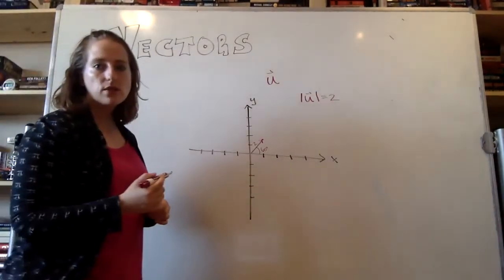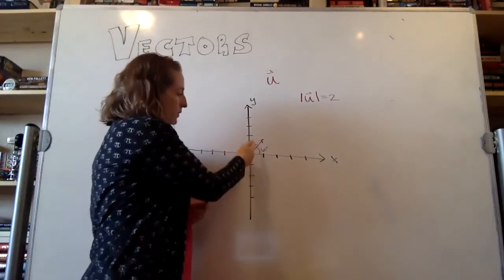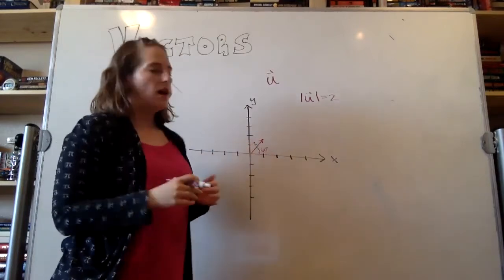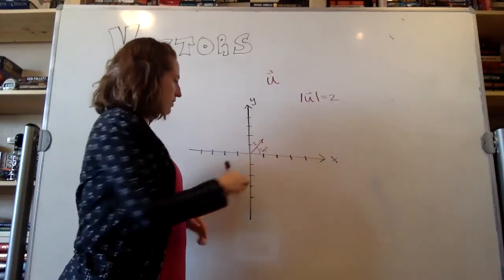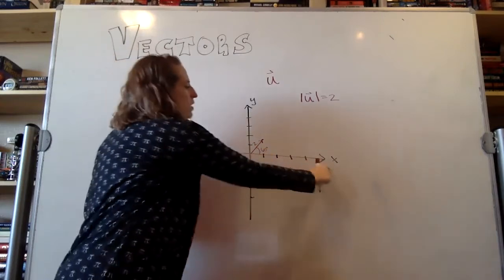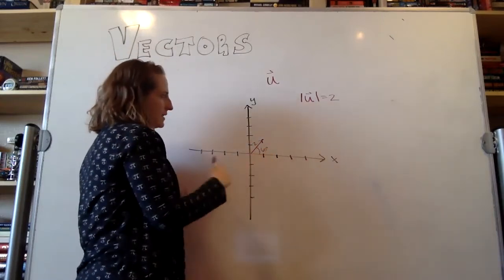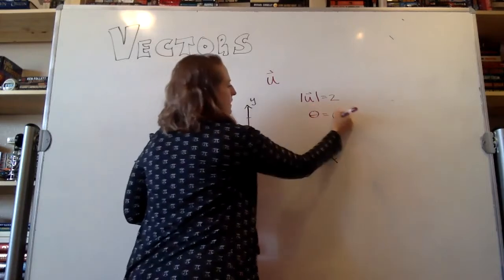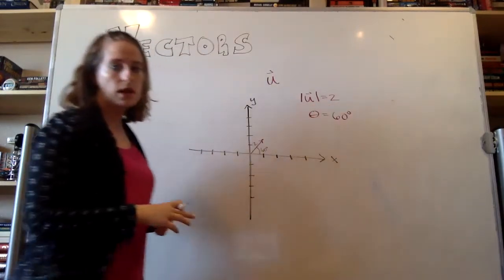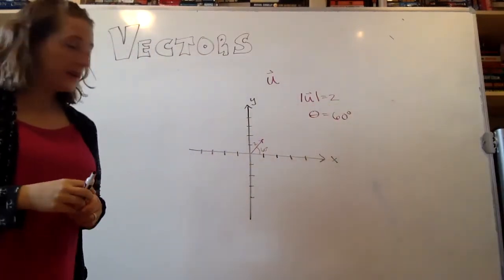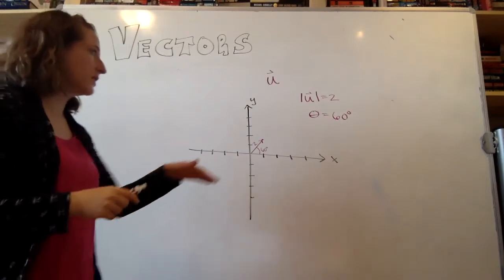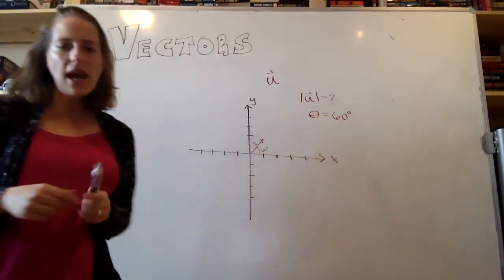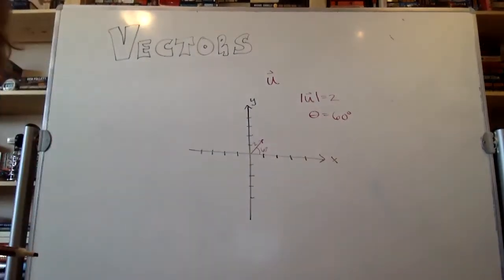Well, one way to get the direction of a vector is with an angle, okay? So we can think of the position of the vector, or the direction of the vector, as given by an angle with our x-axis. So in this case, our angle theta that's defining our vector is 60 degrees, okay? With those two pieces of information, we have uniquely defined a vector. So this vector has magnitude 2, and it makes a 60-degree angle with the x-axis.